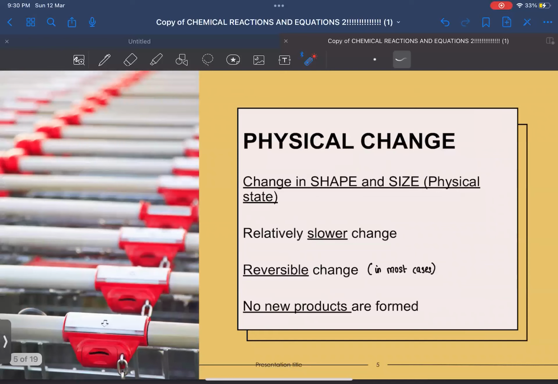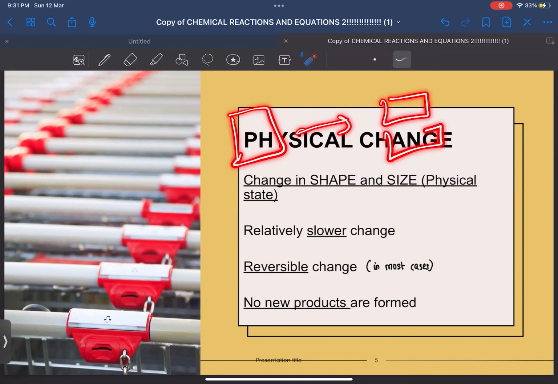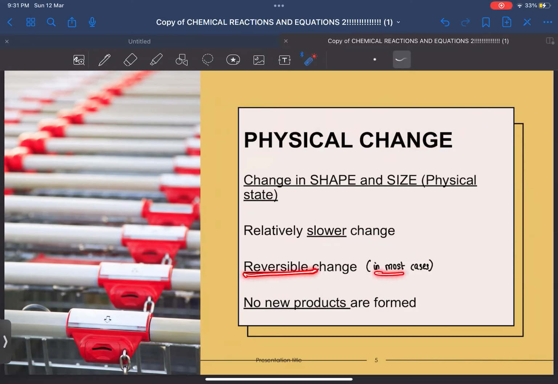Now, physical change. Physical change is the opposite of a chemical change, in which the molecular composition is not at all affected. Only the shape and size, that is the physical state, changes. For example, we take the same paper and we cut it. It is divided into two new papers which are broken, which are cut. Only their shape and size has changed, nothing else. It is a relatively slower change, and in most cases it is reversible.